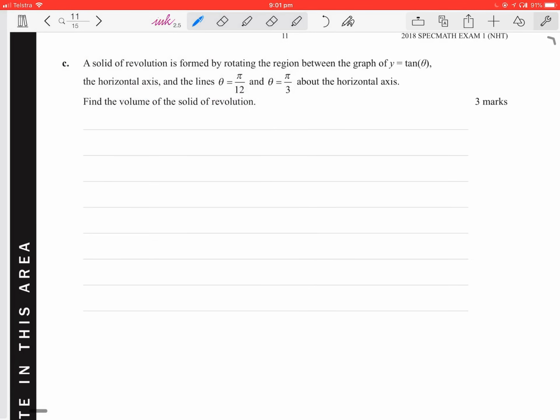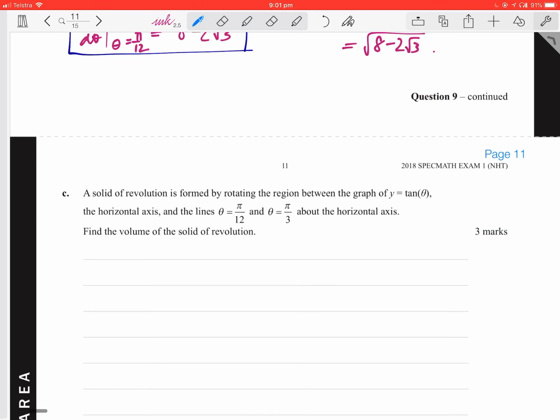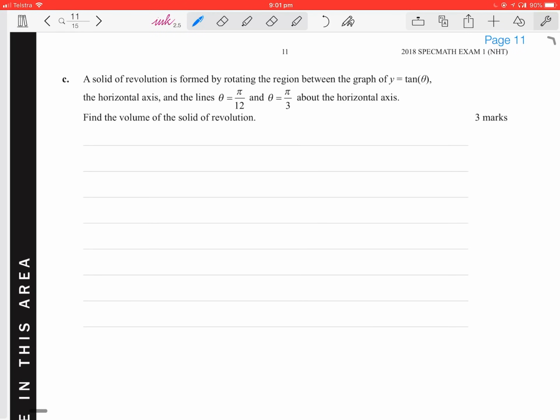Okay, last question. I don't know how long this has taken, I don't know if it's been an hour yet. Pretty confident we've done most things okay. A solid of revolution is formed by rotating the region of the graph y equals tan theta, horizontal axis and the lines theta equals pi on 12, theta equals pi on 3, about the x-axis. Find the volume of solid revolution. It's a tan graph, so it's going to look up like that. So it's this, rotated about the axis.